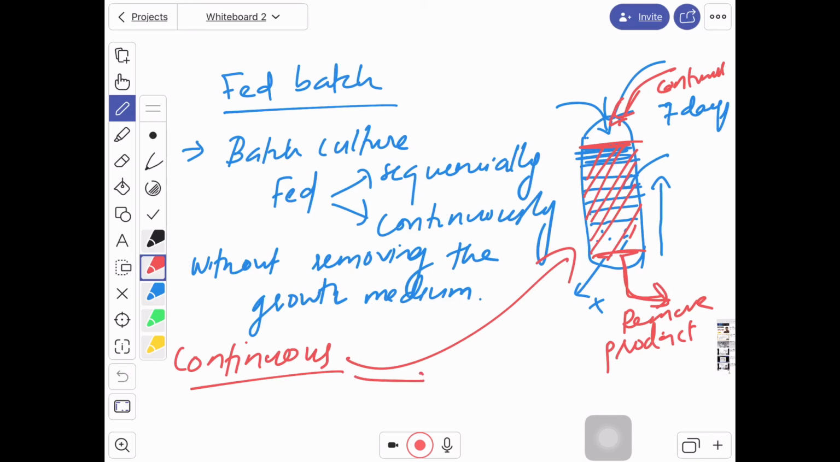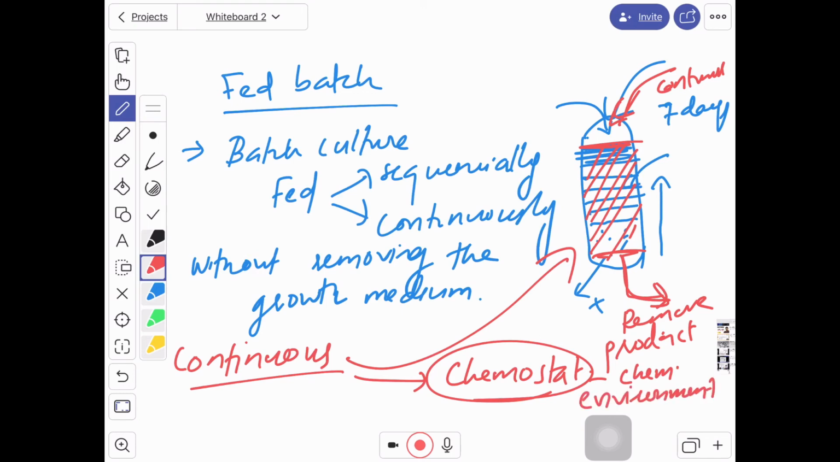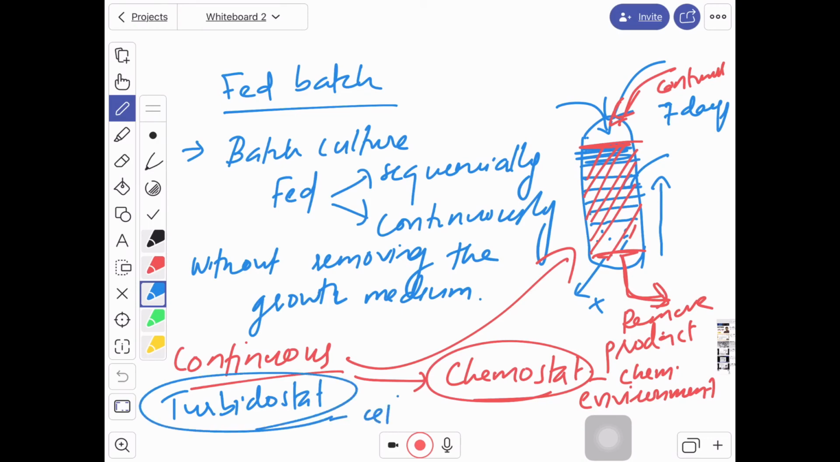Two types of continuous culture. One is chemostat, where we keep the chemical environment inside the fermenter constant, and the other one is turbidostat. Here we maintain cell concentration. In chemostat we maintain chemical environment, and in turbidostat we maintain cell concentration. So these are three types of cell culture.